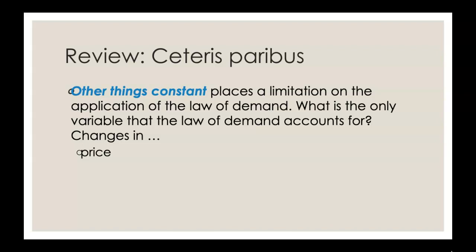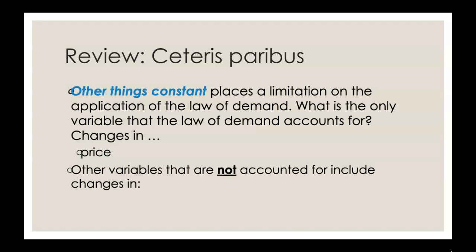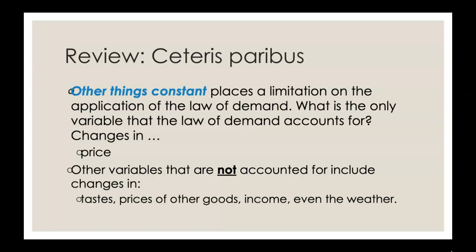So as prices go up, quantity demanded goes down. As prices go down, quantity demanded goes up. Anything else that changes causes something else besides a change in quantity demanded. And so that's what we're going to look at today. Things that change demand rather than quantity demanded. So other variables that are not accounted for in the law of demand include changes in taste, changes in prices of other goods that are related goods, changes in people's income, even changes in the weather. These things are not accounted for in the law of demand.